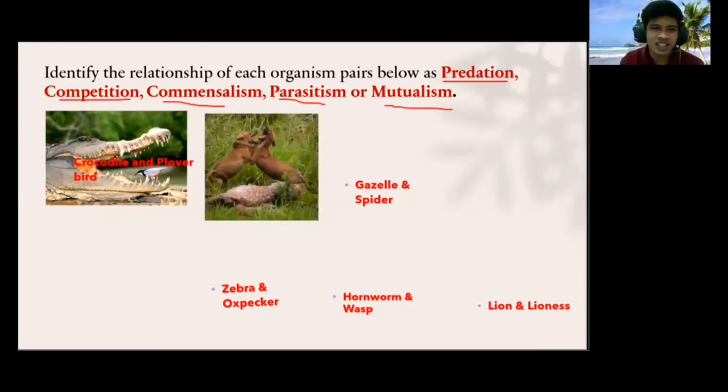Number two, this one. What kind of relationship is this? The two hyenas are fighting. Is it predation, competition, commensalism, parasitism, or mutualism? Okay, a Q answered also. Plume, all right, that is correct. What else? Ing, that is also correct.